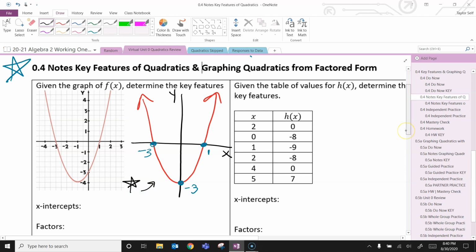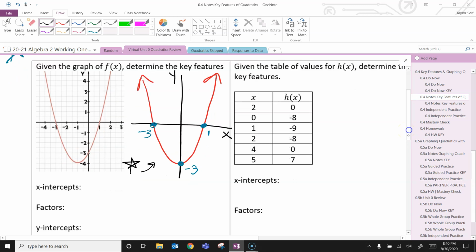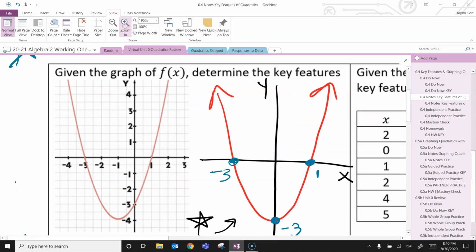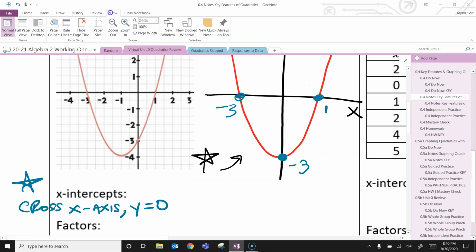So go ahead and write down x-intercepts. X-intercepts is where you cross the x-axis and y equals 0. That's always going to be true for x-intercepts. So make sure you write that down. Zoom in a little bit for y'all. X-intercepts are where you cross the x-axis and where y equals 0.